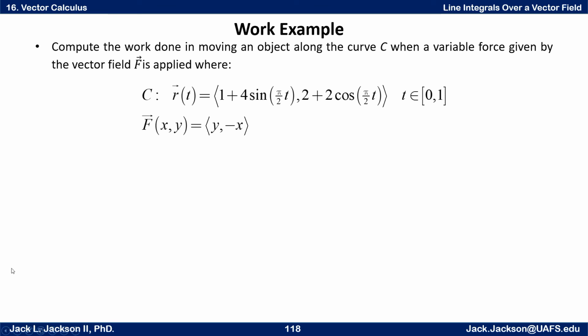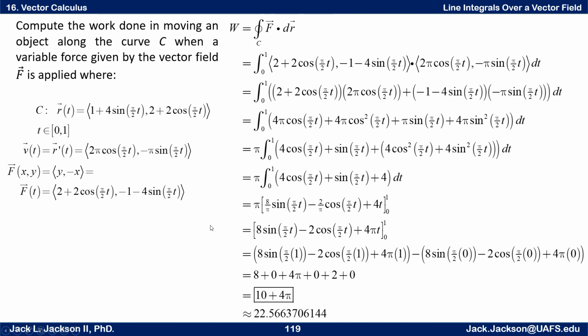So let's go back to our example. We want to compute the work done in moving an object along the curve C when a variable force given by a vector field F is applied, where the curve C is r of t equals 1 plus 4 sine of pi over 2 t, comma, 2 plus 2 cosine of pi over 2 t, and t runs from 0 to 1. The force being applied is y, comma, negative x. Here are the details worked out.